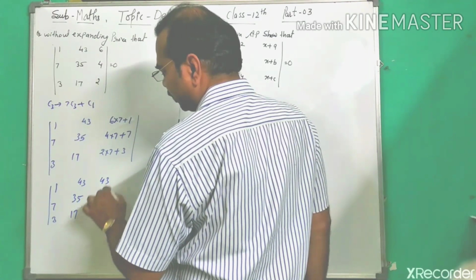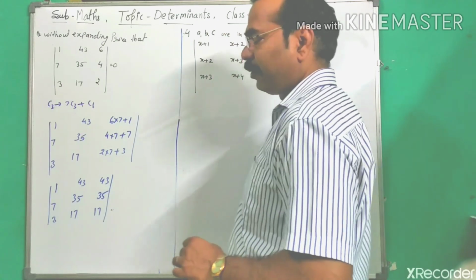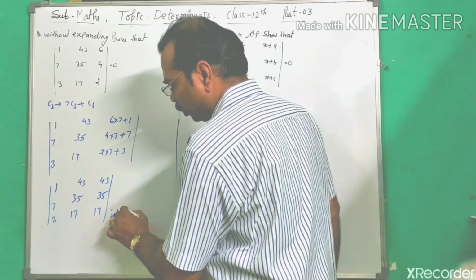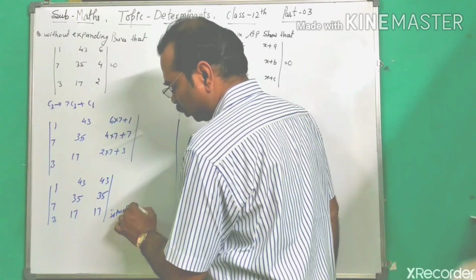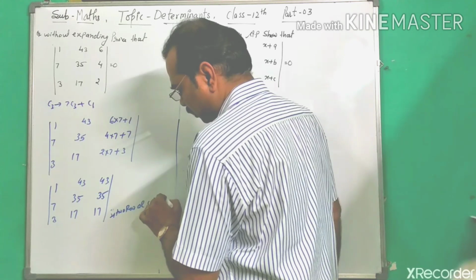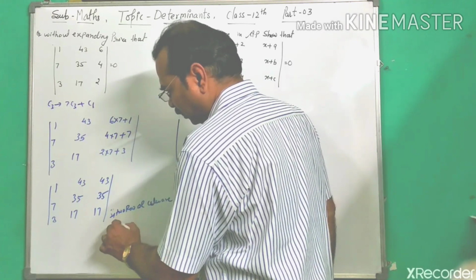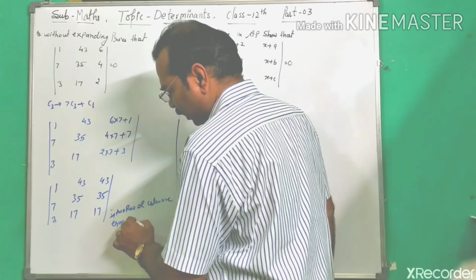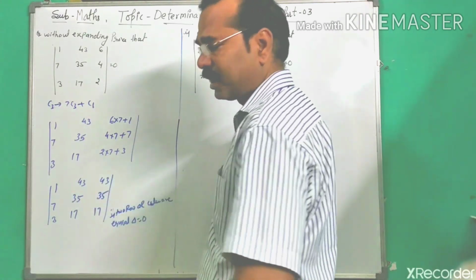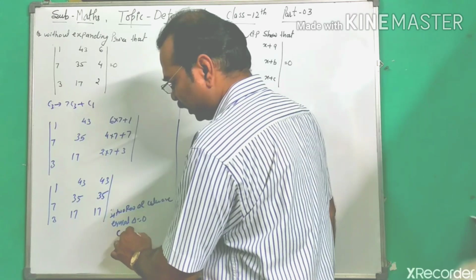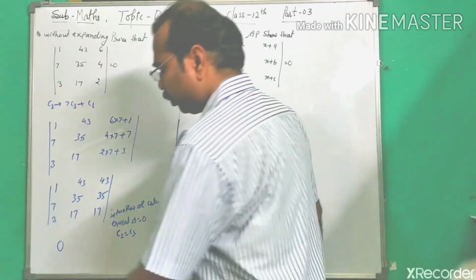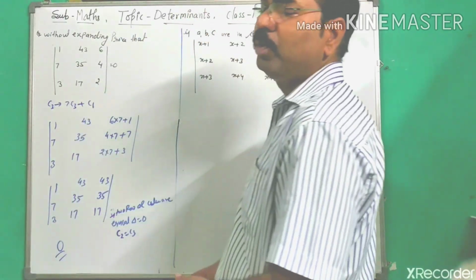What is the 17? Okay, according to that theorem, we have known that if two rows or columns are equal, then the determinant value comes to 0. Here C2 and C3 are equal. Here C2 is equal to C3. Then the determinant value is 0. Okay, students, that is the first question we have to discuss.